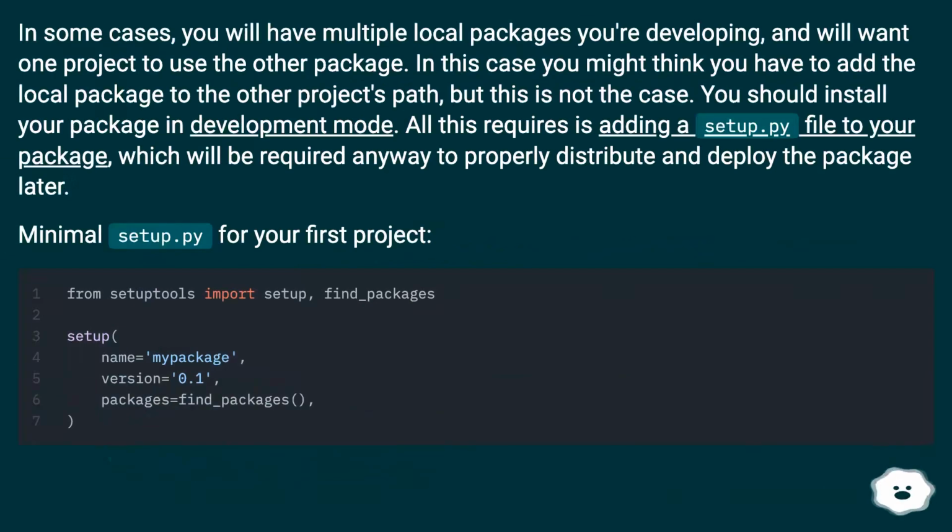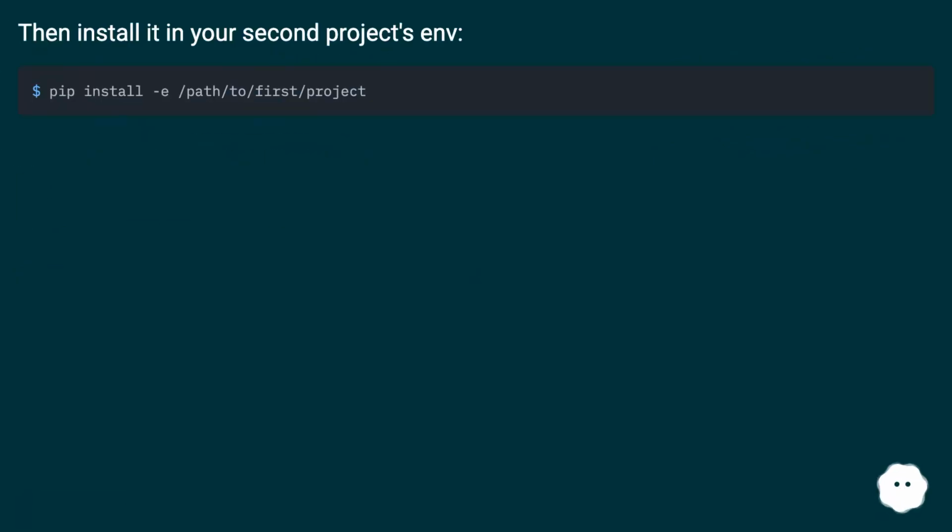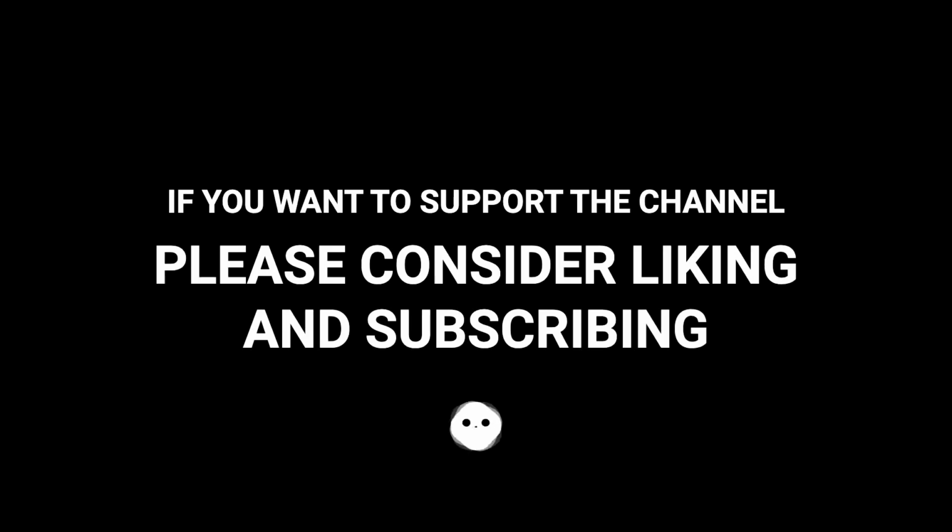In some cases, you will have multiple local packages you're developing, and will want one project to use the other package. In this case, you might think you have to add the local package to the other project's path, but this is not the case. You should install your package in development mode. All this requires is adding a setup.py file to your package, which will be required anyway to properly distribute and deploy the package later. Minimal setup.py for your first project. Then install it in your second project's env.